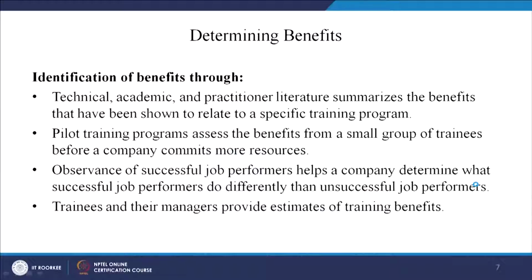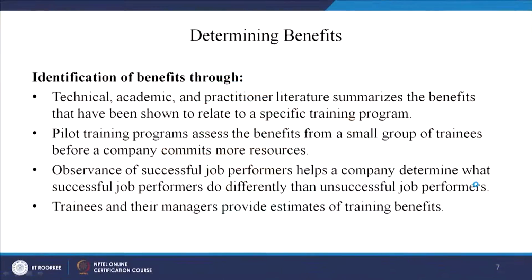Observance of successful job performers, right. Those who have gone for the training, they have come back from the training and then you observe their performance, and the job performance is successful, they are performing better. This helps a company determine what successful job performers do differently than unsuccessful job performers. This is the point of the tacit knowledge.